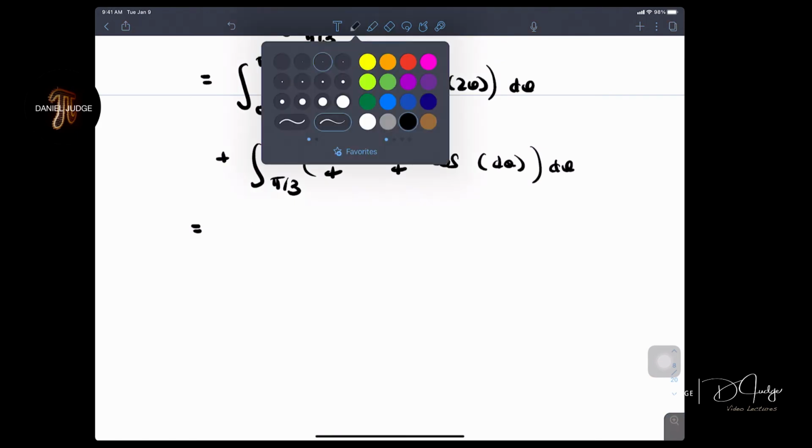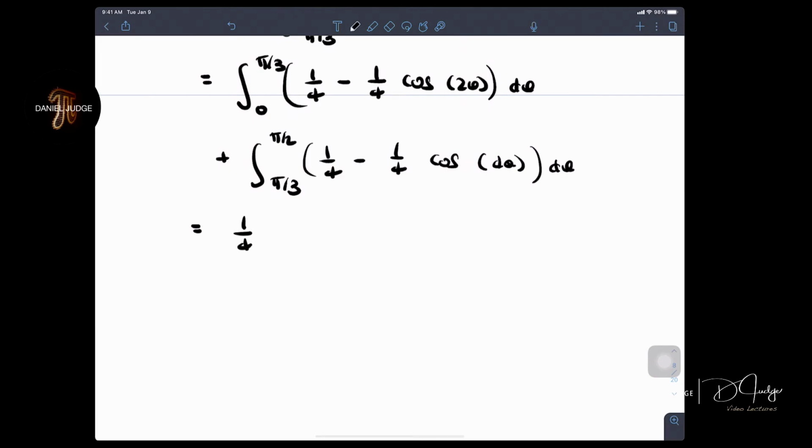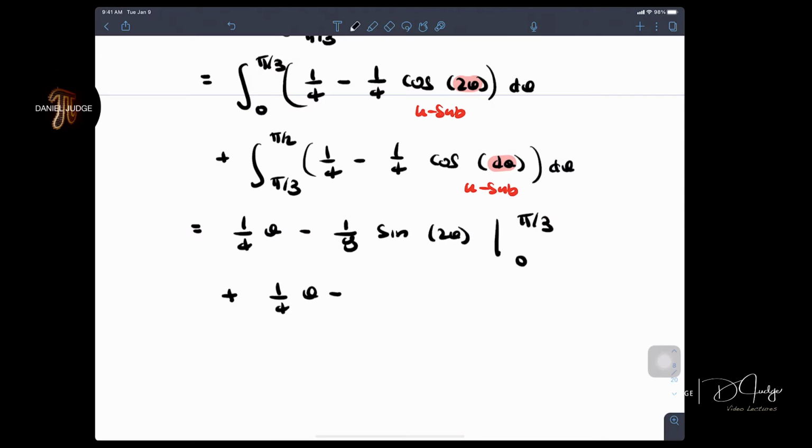Here's what we're going to get. I'm going to integrate 1/4 theta. This is going to be u sub over here. This is also u sub. So be careful here. Look at that 2 theta. Look at that 4 theta. So kind of keep up with me on this. This is going to be 1/8 sine 2 theta, and that's from 0 to pi over 3, plus 1/4 theta minus 1/16 sine 4 theta, 0 to pi over 3.